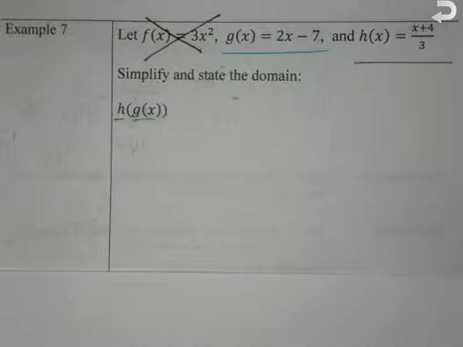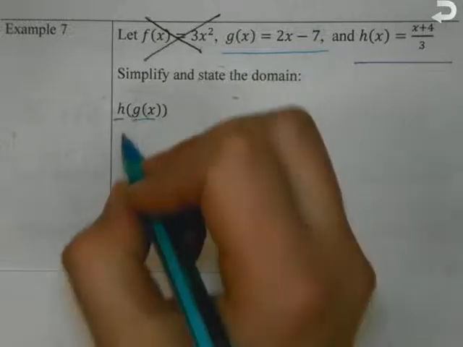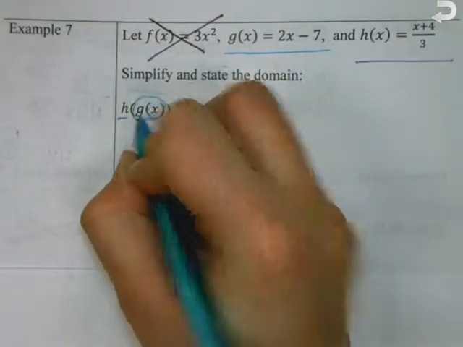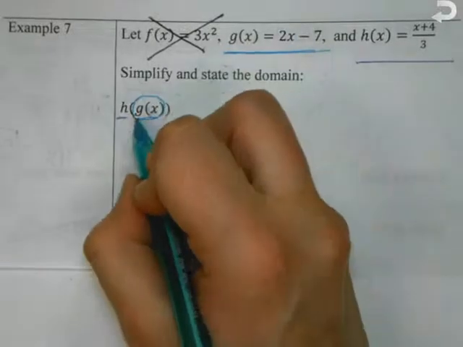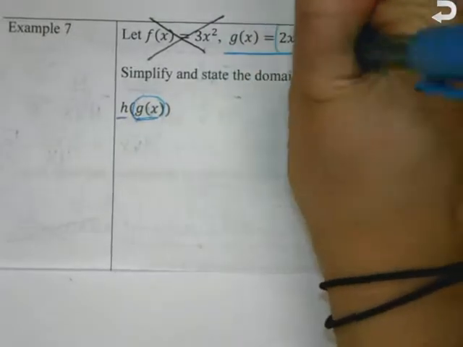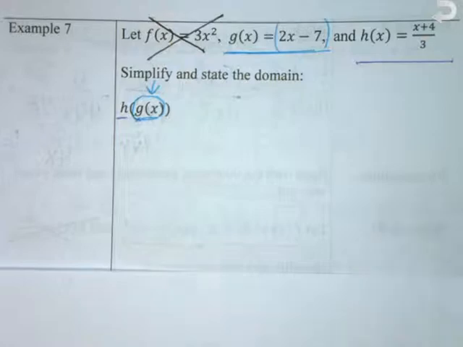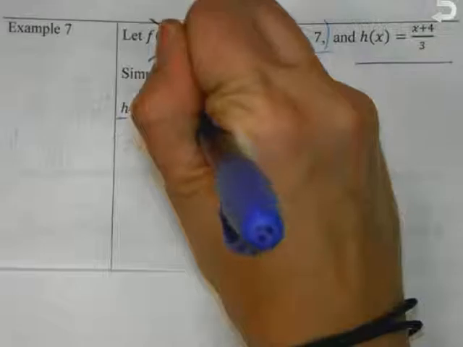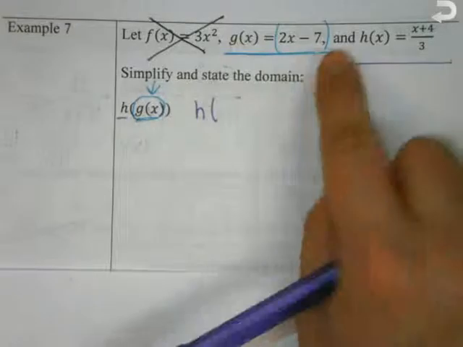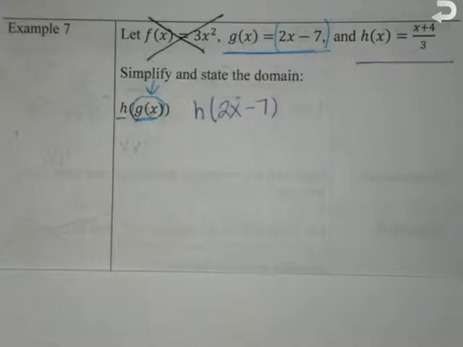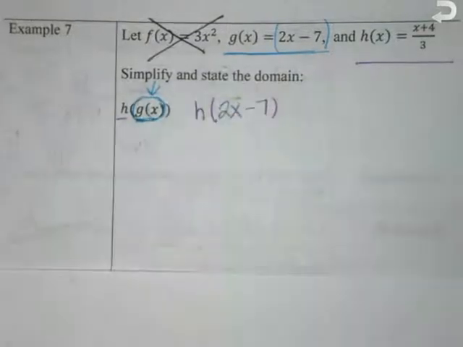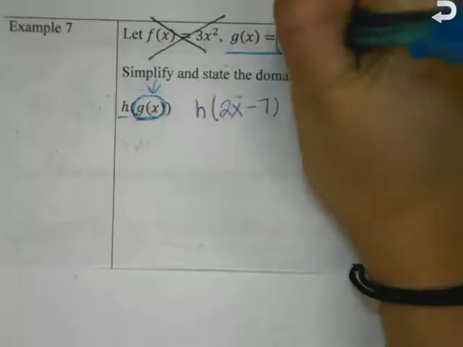There's not a number in there. It's a variable, so what are we going to do? I can't evaluate g of x any more than what I already know. So we're going to take the g of x function and plug it in. So I'm going to find h of, what was g of x? 2x minus 7. Because there was no number in there for g of x, we can't evaluate anymore. So we just take that full g of x function and plug it in for g of x.